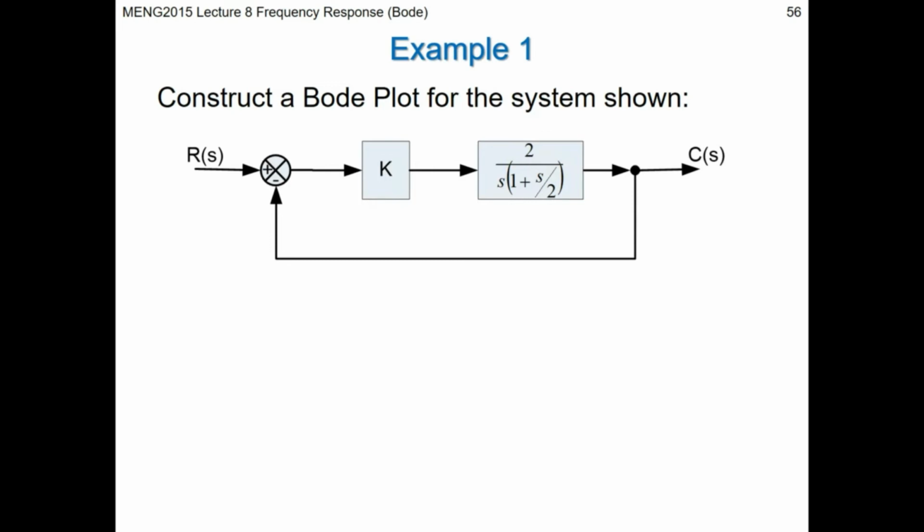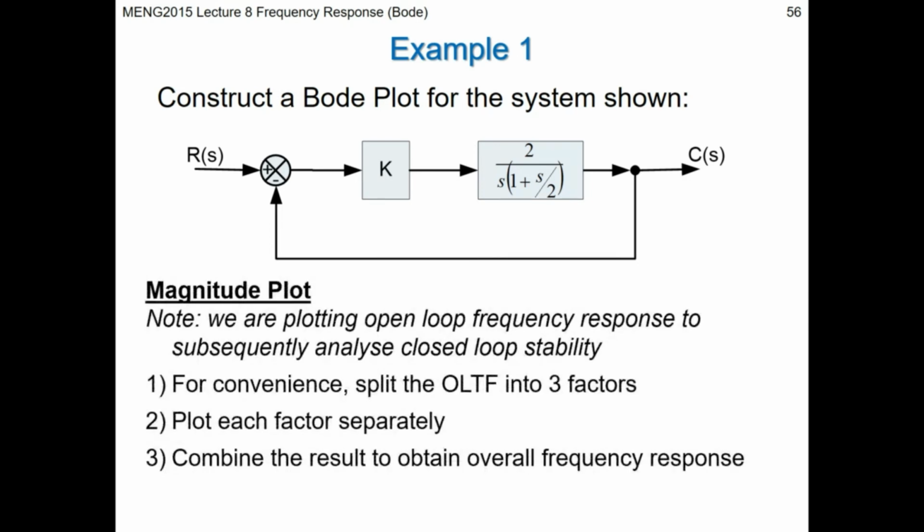Okay, so we're going to go through some examples now. So this is our first example. Construct a Bode plot for this system. The system transfer function, or the open loop transfer function, is K times 2 over S into 1 plus S upon 2. Right, so this one we can see immediately it's a first order type 1 system, and we're going to plot the magnitude plot for this, and then we're going to plot the phase plot.